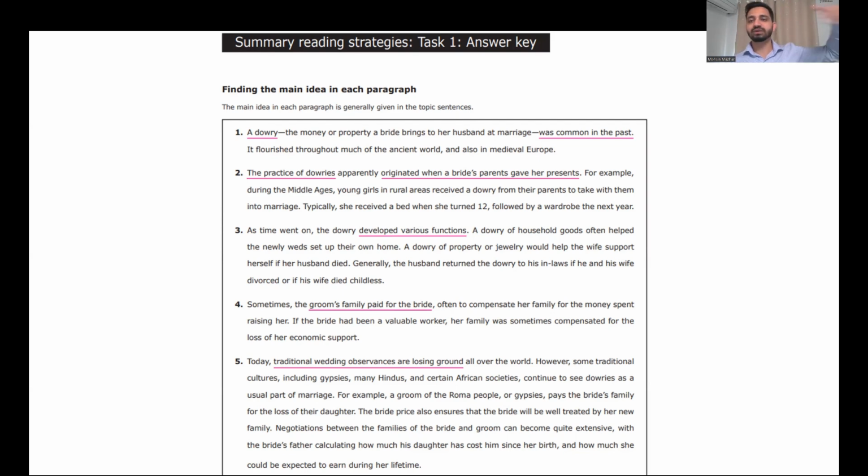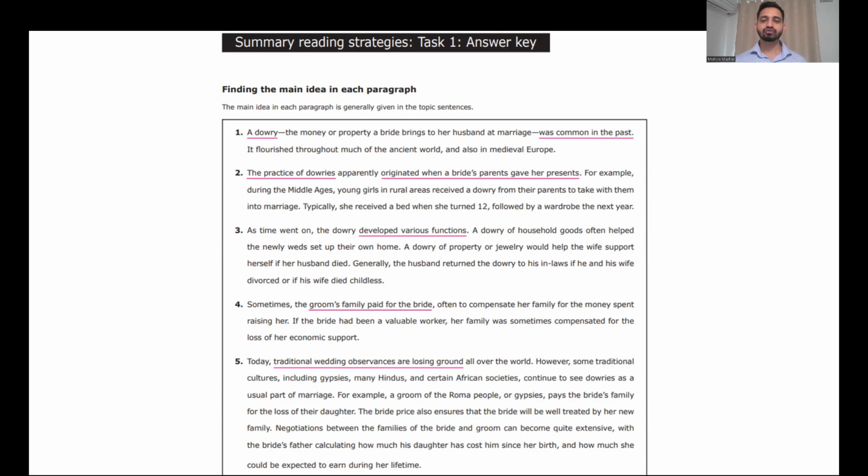So it's talking about the origination, and later on it's talking about how it developed and all these kinds of things. In number 3, as time went on, the dowry developed various functions. So it's talking about functions, and obviously you can talk about all the functions, but if you just said various functions, then you're already summarizing it. You're not really talking about the details of the functions, although it goes on and talks about the functions. So I'm going to read it out and we'll see what the various functions are.